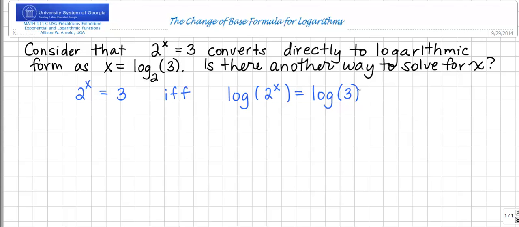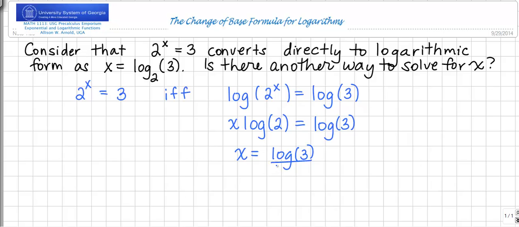If I use this tactic to solve the equation, then my properties of logarithms would allow me to pull the exponent down, and I would have x times log base 10 of 2 equals log base 10 of 3, and I'd solve for x as log base 10 of 3 divided by log base 10 of 2. But what I want you to notice is that this must be equivalent to our previous solution, log base 2 of 3. So this gives rise to what we call a change of base formula.